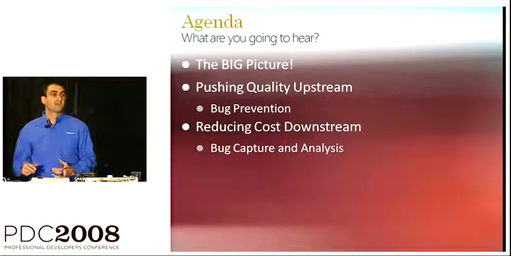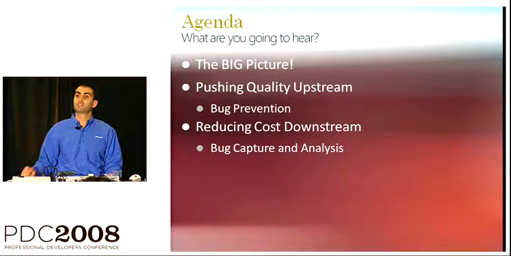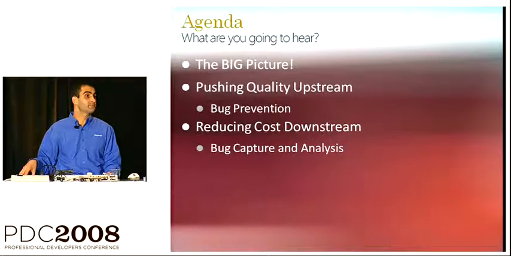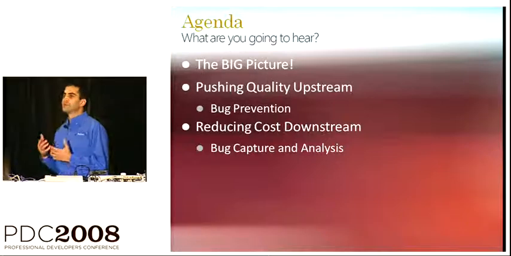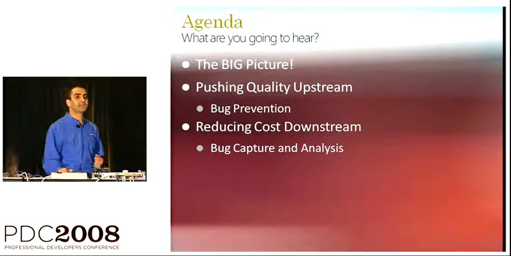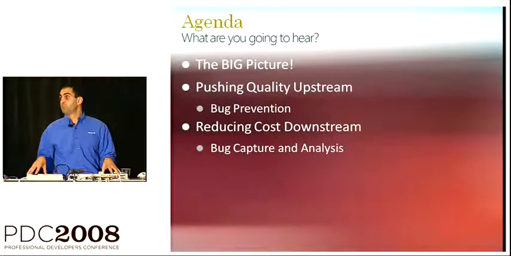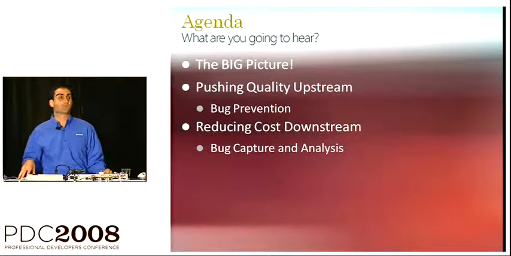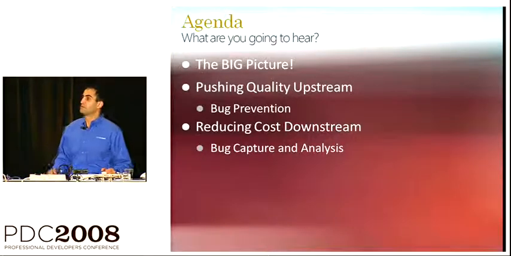Justin and I are going to start off by describing the big picture. We're going to talk about the major pain points in debugging today. We're then going to discuss the capabilities and features that we're providing in VSTS 2010 that stop bugs and other code defects from entering the system to begin with. That's what we call pushing quality upstream.